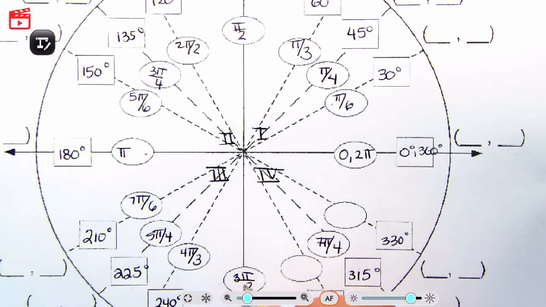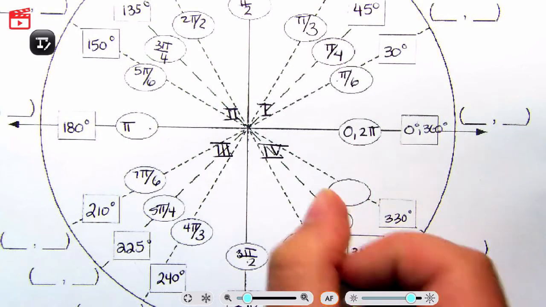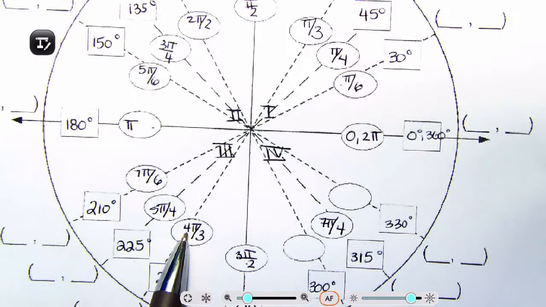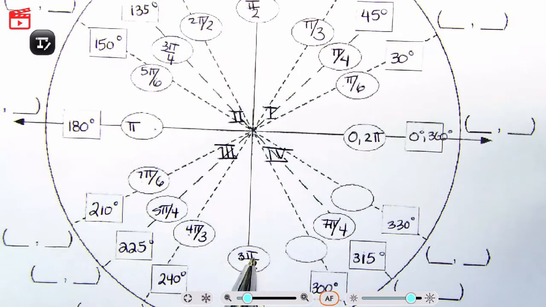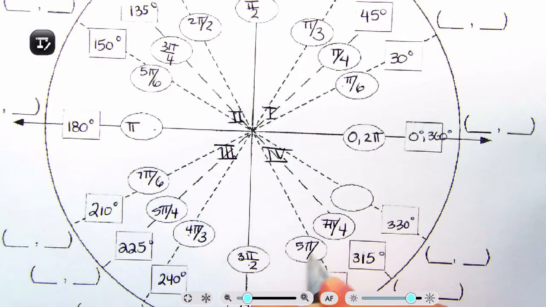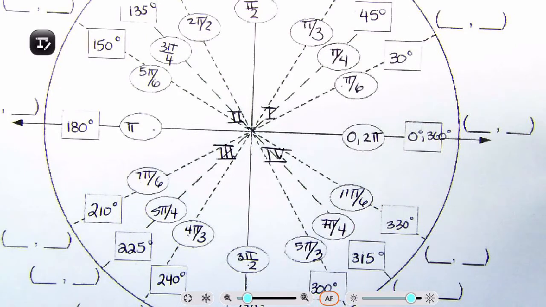Where am I? Already 7 pi sixths, 8 pi sixths, 9 pi sixths. Then what are we at? I think I lost myself. Let's try this. 7 pi sixths, 8 pi sixths, 9 pi sixths, 10 pi sixths, which is 5 pi thirds, 11 pi sixths. So you're just traveling and counting all of those distances.